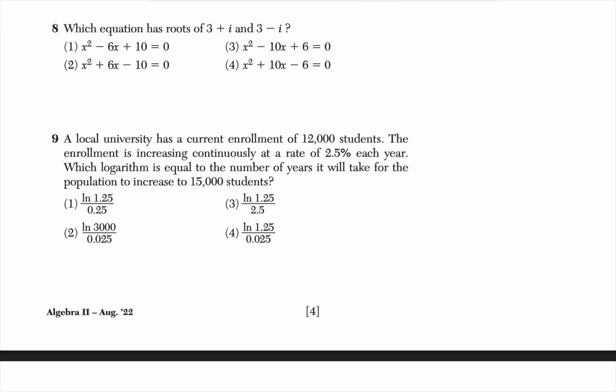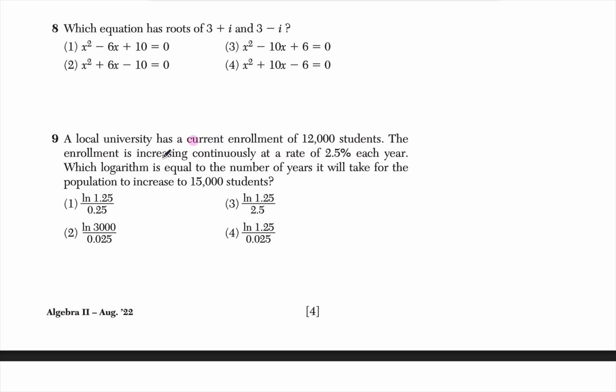Number 9, it's a word problem. A local university has a current enrollment of 12,000 students. The enrollment is increasing continuously at a rate of 2.5% each year. Which logarithm is equal to the number of years it will take for the population to increase to 15,000 students?